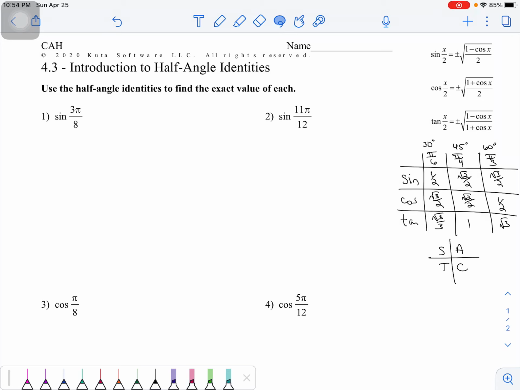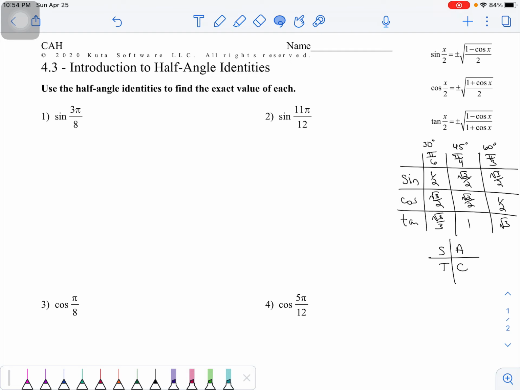All right, for the next part of our unit, we're going to talk about half-angle identities. If you look at the 4 problems on this page, you've got 3 pi over 8, 11 pi over 12, pi over 8, 5 pi over 12. And if you notice, none of those denominators are common to what we've been working with. Everything that we've dealt with has been 3, 4, 6, or 2. Pi over 2, 3 pi over 6, things like that. We don't have 8s and 12s. So we've got to figure out a way to deal with it.